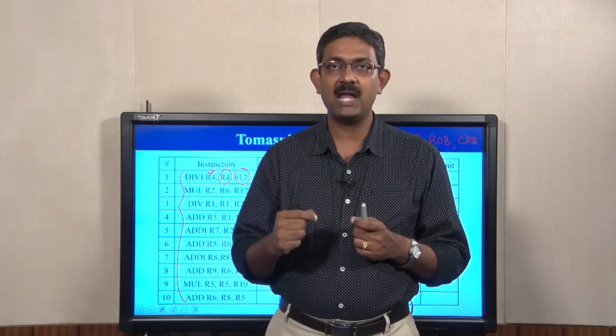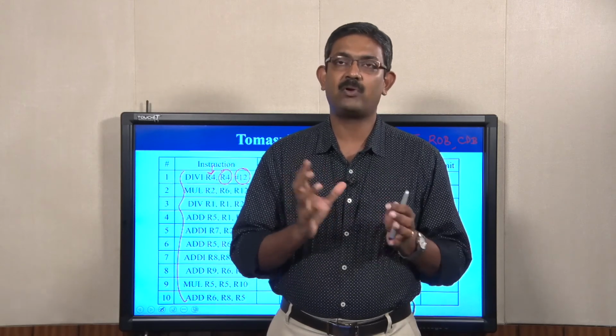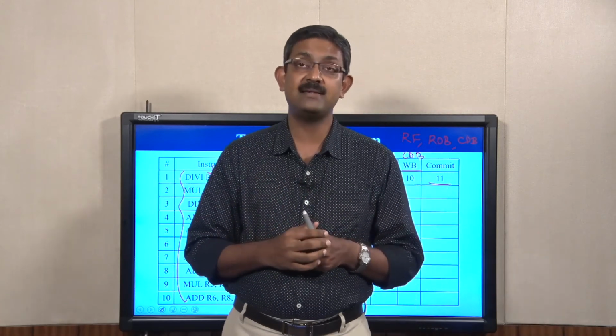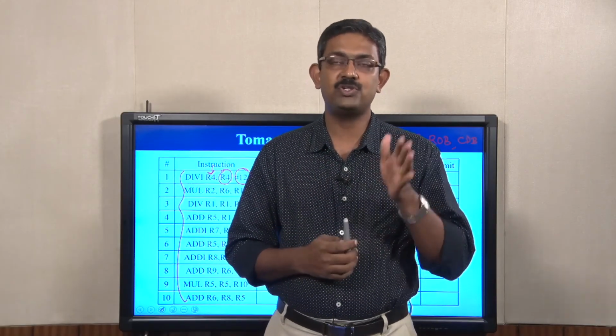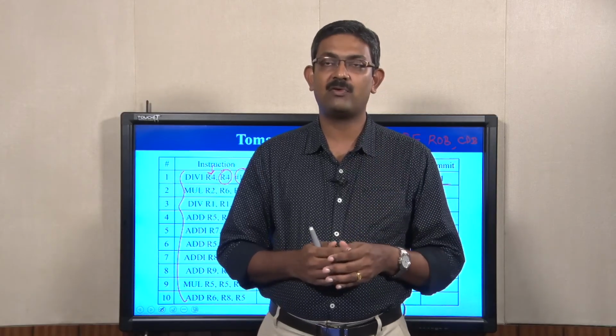And when I issue in cycle n, I can start execution in n plus 1 if operands are ready. Based upon the latency of the functional unit, I will complete the execution, and then the commit always has to be in order. So, issue is in order, execution can be out of order, CDB write back can be out of order, but reorder buffer commit should always be in order.